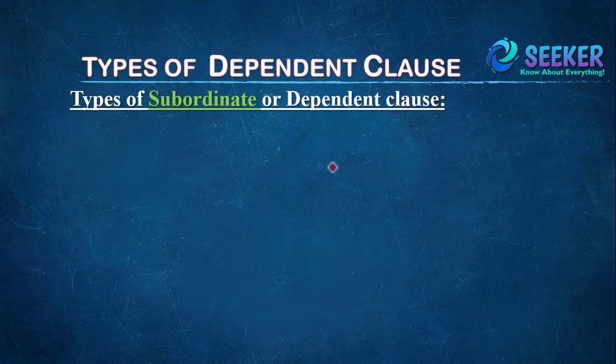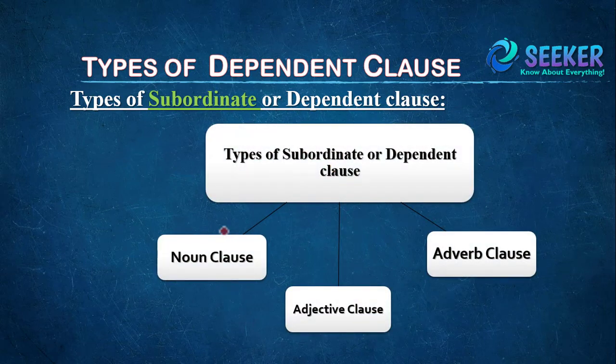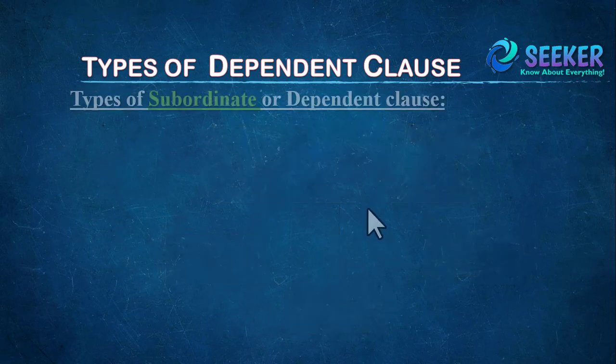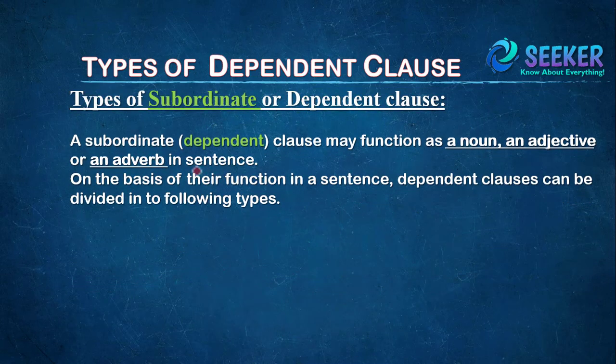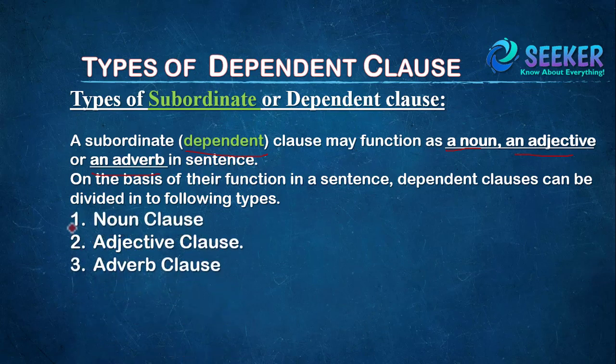Now, types of subordinate or dependent clauses. We have already talked about how subordinate or dependent clauses are divided into noun clause, adverb clause, and adjective clause. A subordinate, that is dependent clause, may function as a noun, an adjective, or an adverb in a sentence. So, on the basis of their functions in a sentence, dependent clauses can be divided into the following three types, that is noun, adjective, and adverb clauses.